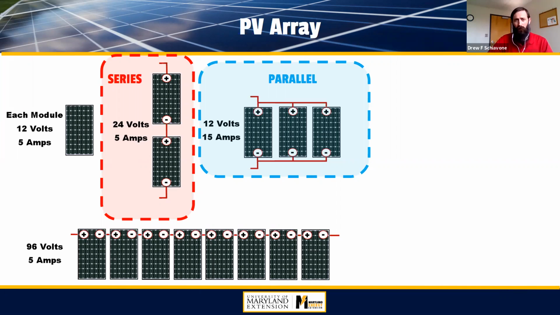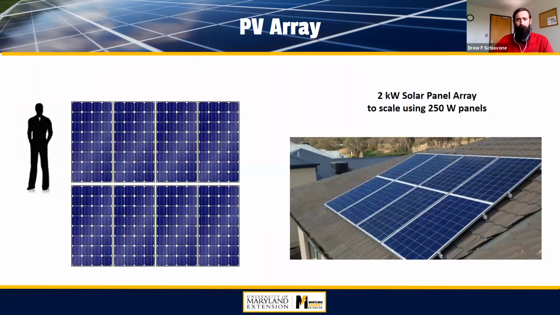But what I'll say, if it is hooked up in parallel, in this case, your voltage is not being added up. In this case, your current, your amps, are being summed up. So in this case, each module is 5 amps. If they're hooked up in parallel, it's 5, 5, and 5 makes 15 amps. So there's a difference in how you connect those as well.